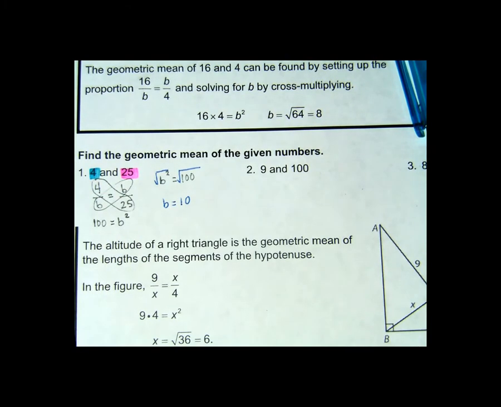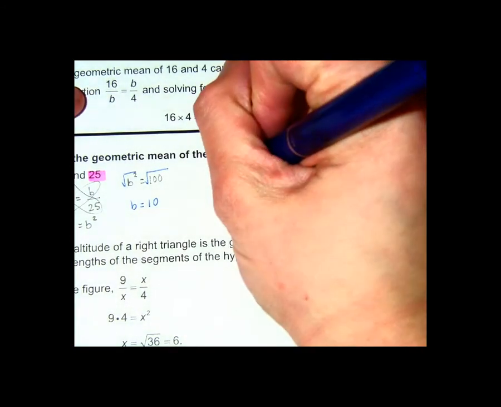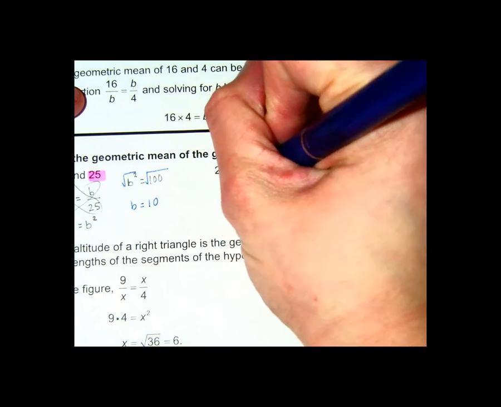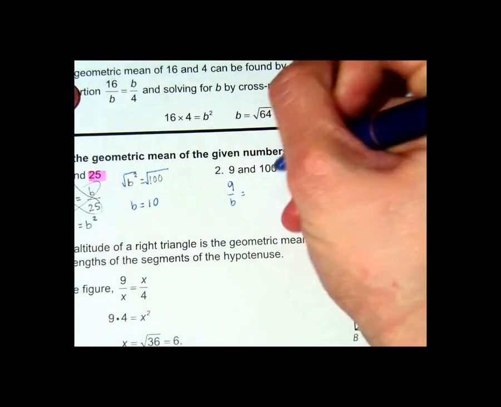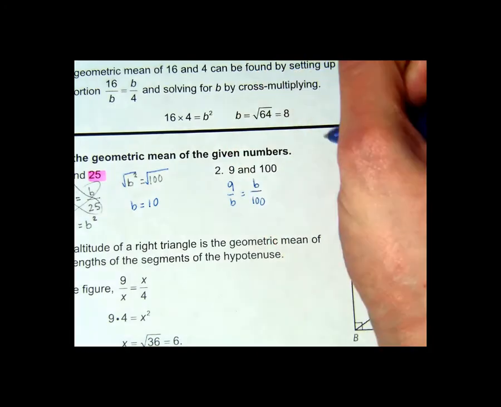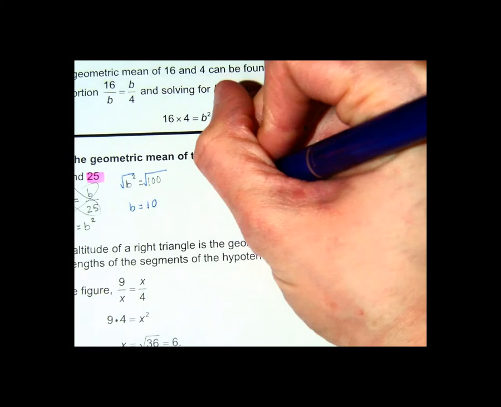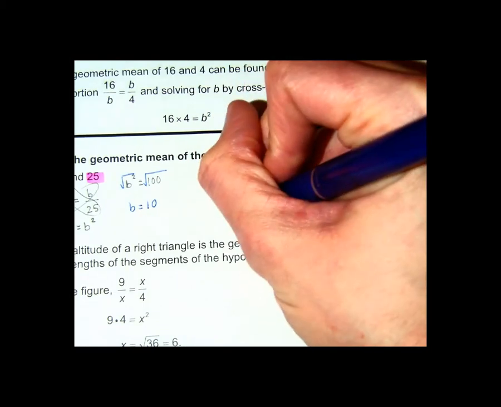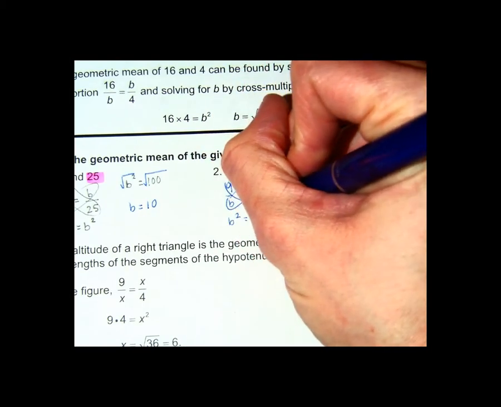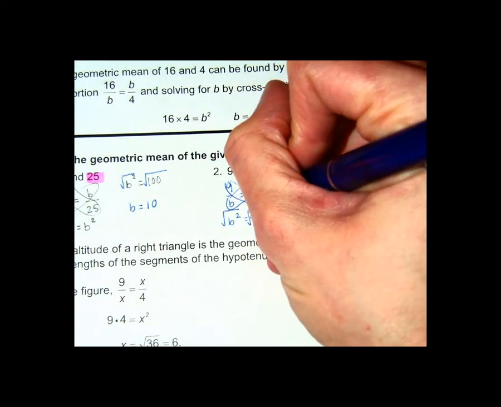Okay? All right, how do you set up number 2? 9 over B equals B over 100. Then what? Cross multiply, B squared equals 900. Let's see if I can ask the question and not give you the answer. What is the square root of 900?